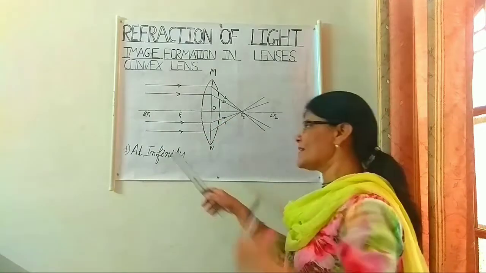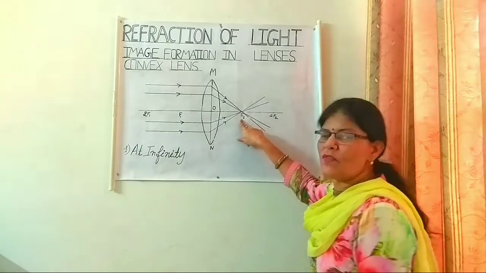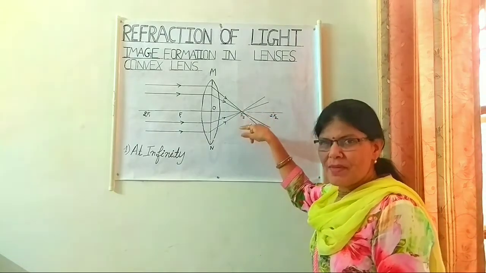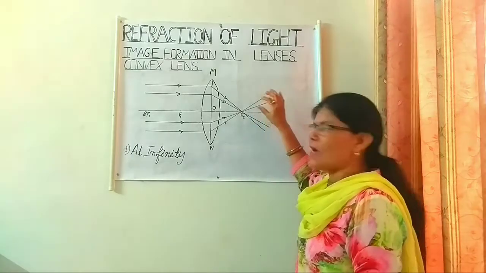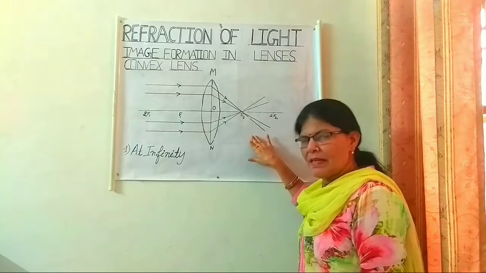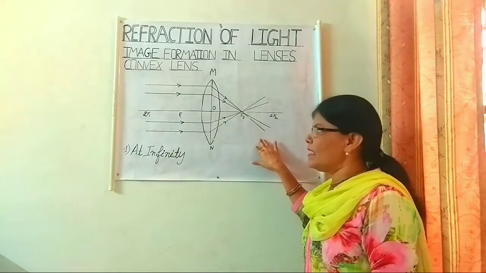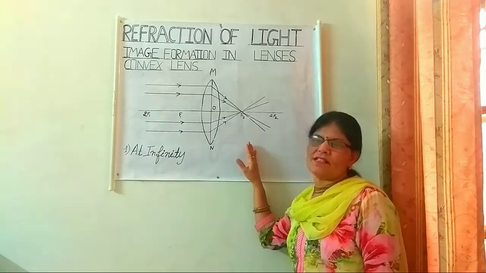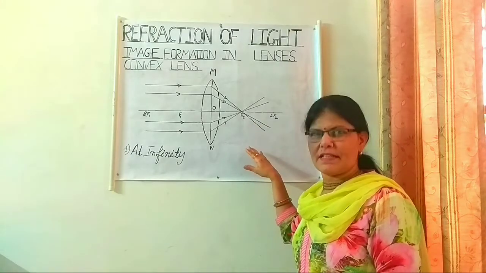So when our object is at infinity, our image is formed at the principal focus. The nature of the image is: it is point size, highly diminished, inverted and real. It is a real, inverted, highly diminished and point size image. This is also an example to show how a convex lens is a converging lens. So this is all about the first case.